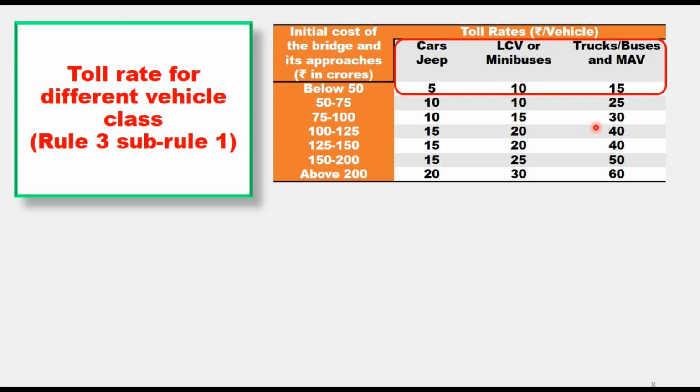Toll rates for different vehicle classes under Rule 3, Sub-Rule 1 were defined based on the initial cost of the bridge and its approaches. These are the costs in crores of rupees, and you can see here that a car was charged 5 rupees, whereas LCV or mini buses 10 rupees, and trucks, buses and multi-axle vehicles 15 rupees.